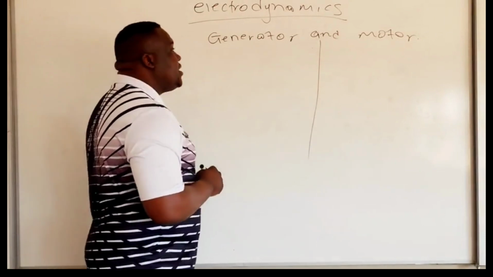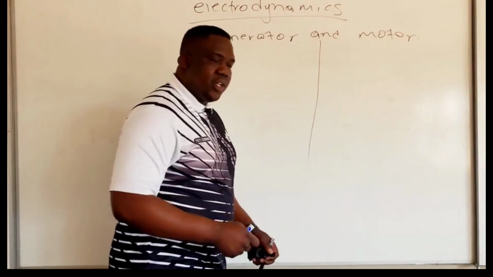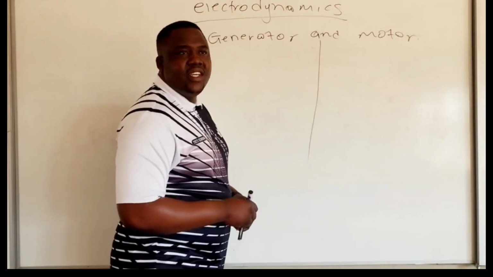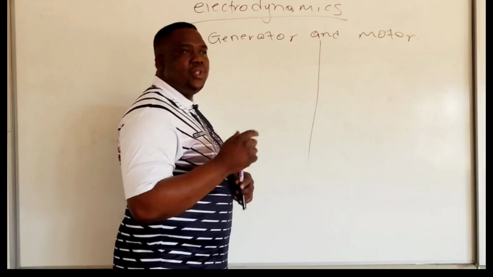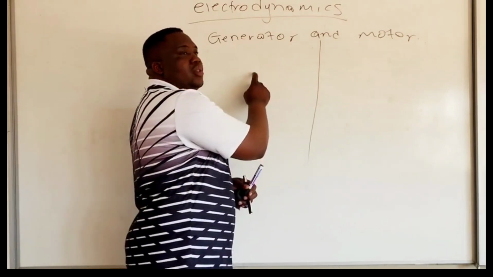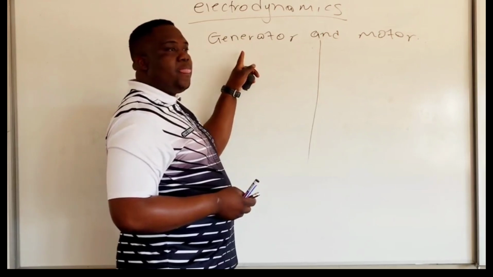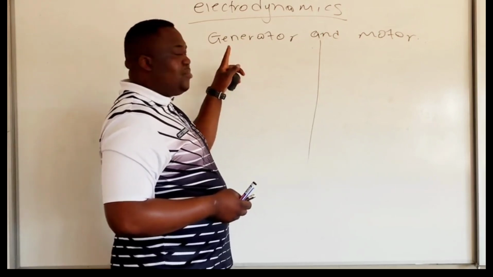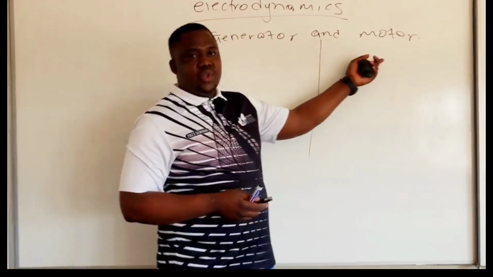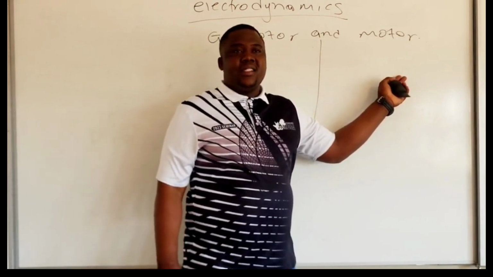The difference is that a generator is the machine we use during load shedding, and we are able to keep the lights on even during load shedding because of the generator. So this generator produces electricity, you can say that informally. We produce electricity, and this motor doesn't. It uses electricity.